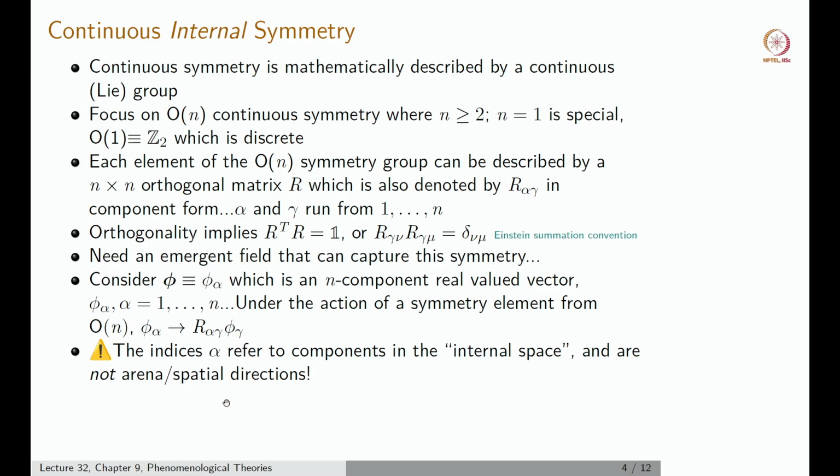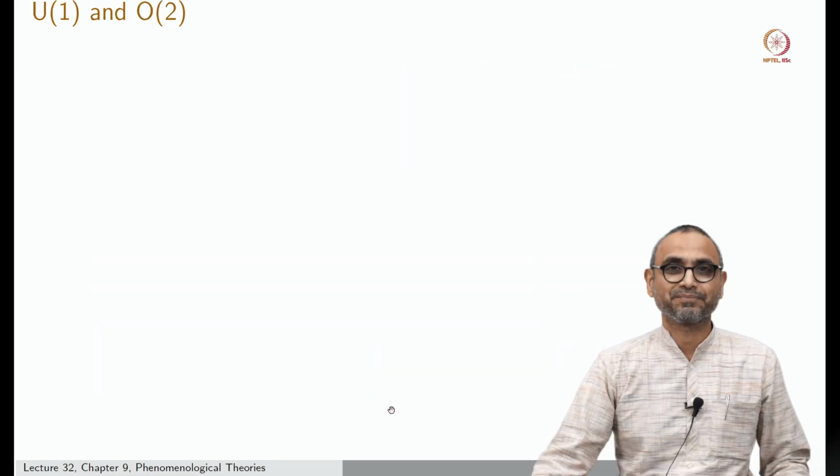Okay, all right. So the next question is, now that we have identified an emergent field, which is an n component vector that can carry a representation of ON symmetry, how do I construct this L of phi? Okay, so this is the key question.